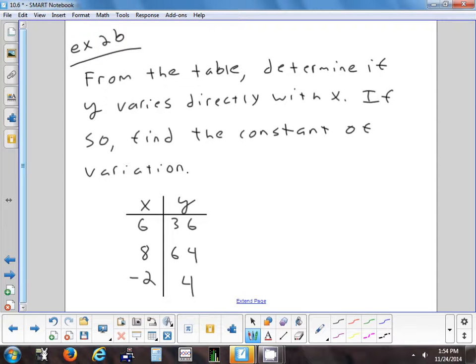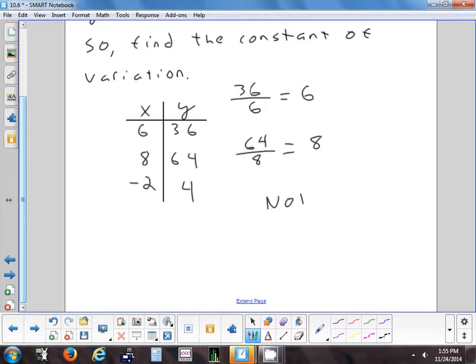Let's try this one. Let's check if it's direct variation. What's my calculation in the first row? 36 divided by 6. What does that come out to? 6. So now what are we hoping for it to come out to each time? It's got to come out to 6. What's 64 divided by 8? 8. No. Do I even need to check the third row? No. This is not direct variation.